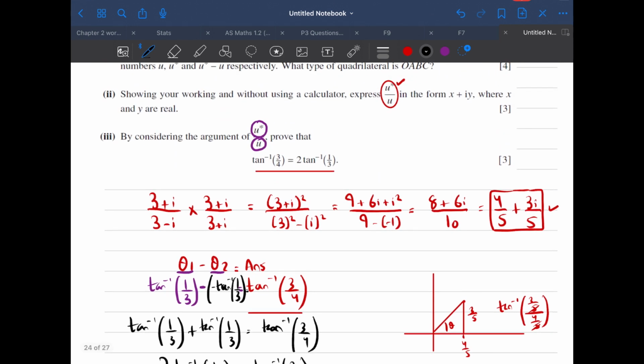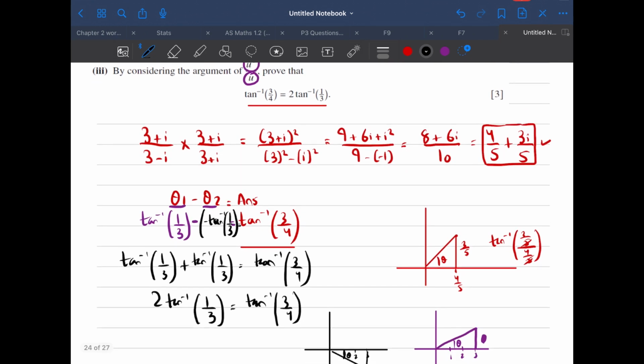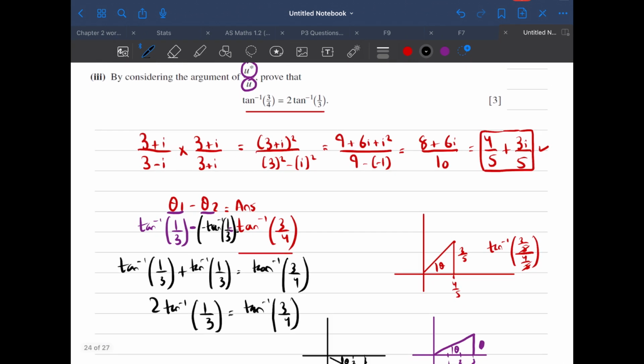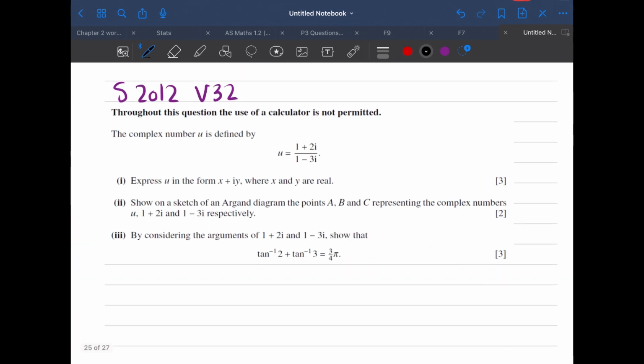Was I supposed to show this only? Yes, sir. That's it. Now let's do one more example of this.